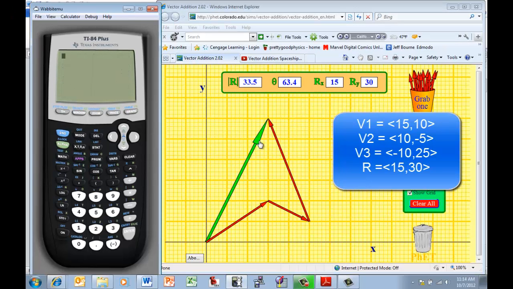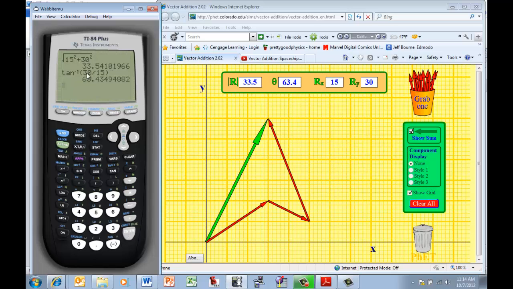All right, so to find the resultant, let's take the Pythagorean theorem of 15 squared plus 30 squared, 33.5, and inverse tan of the opposite, which was 30, divided by the adjacent, which is 15, and there's my 63.4 degrees.